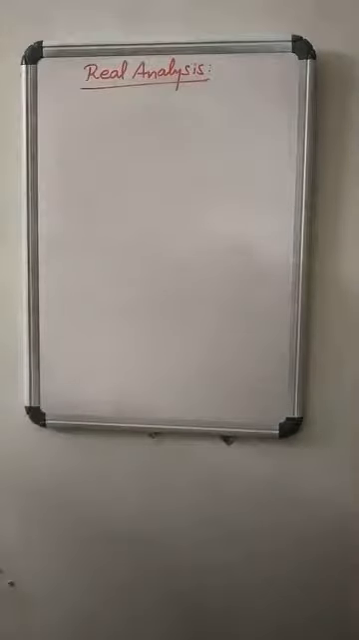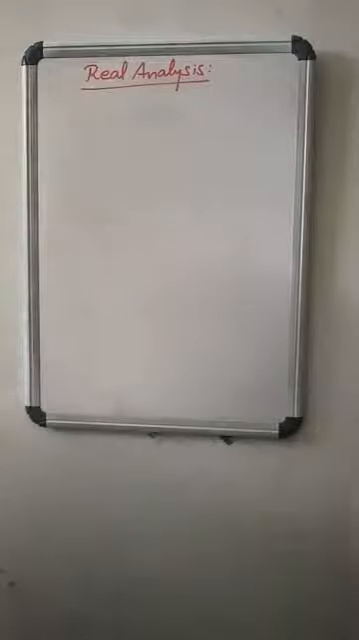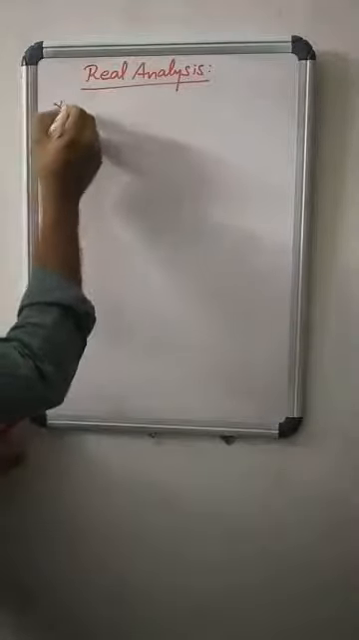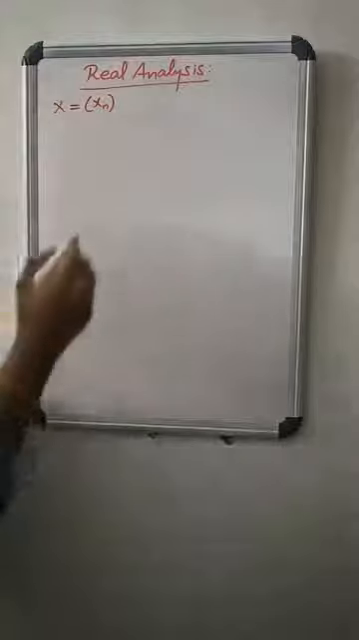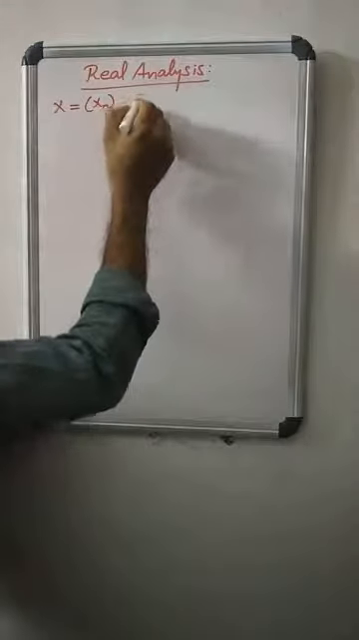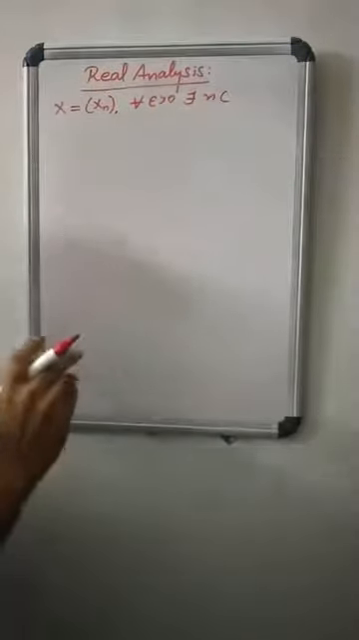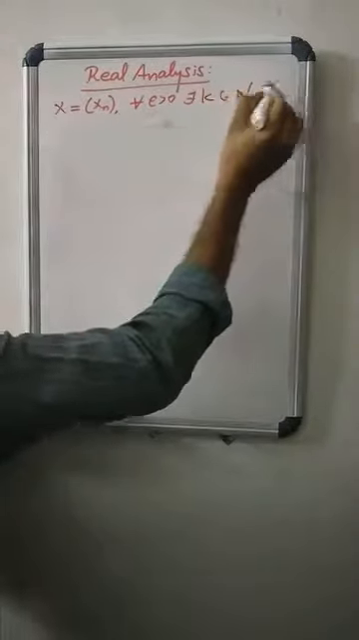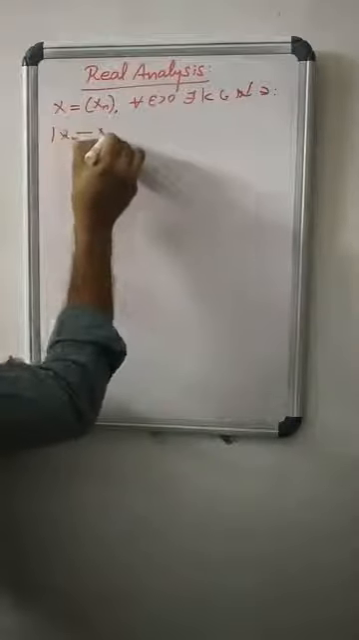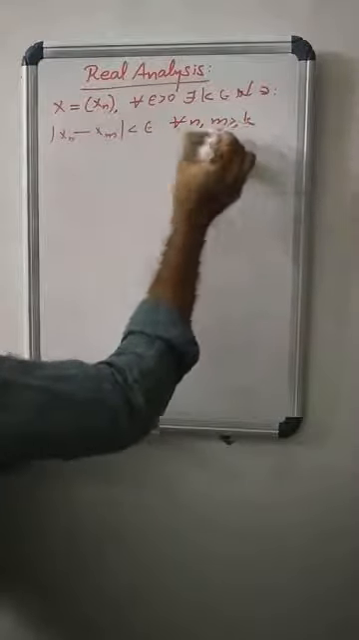Dear students, welcome back. In this class, let us discuss Cauchy sequence and Cauchy criterion. So what is a Cauchy sequence? Consider a sequence x equals (xn). The sequence xn is said to be Cauchy if for all epsilon positive there exists a natural number k such that modulus of xn minus xm is strictly less than epsilon for all n, m greater than or equal to k.